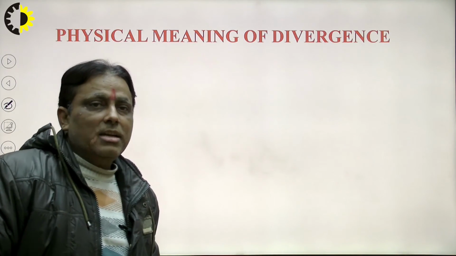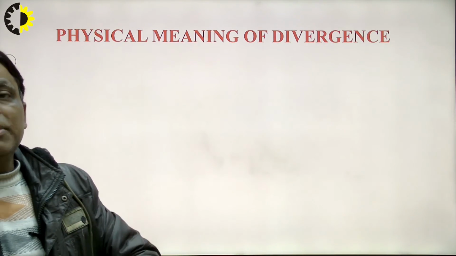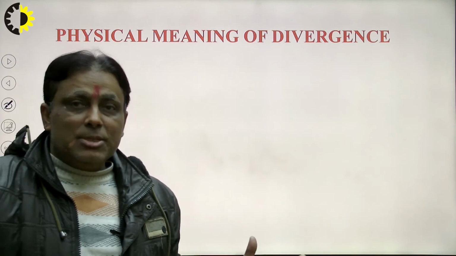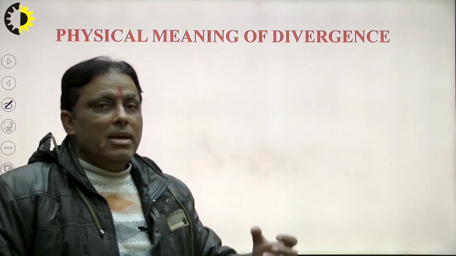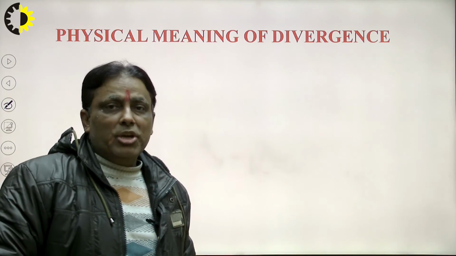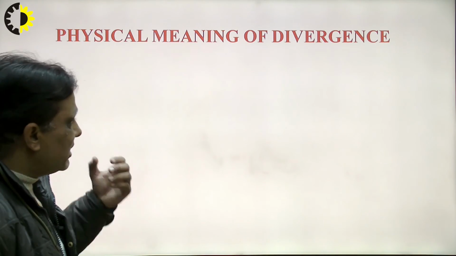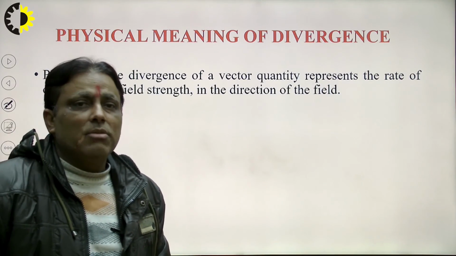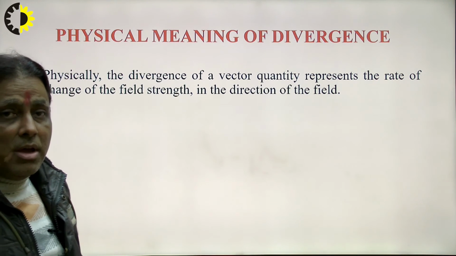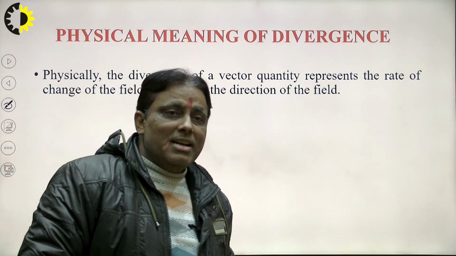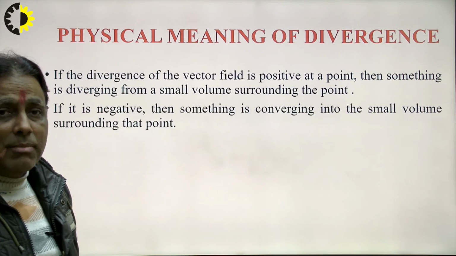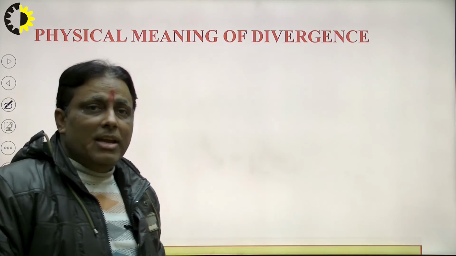Now the question is, what is the physical meaning of the divergence? I explained just now: spreading may be fluid, spreading may be network, spreading may be a satellite communication system, spreading may be a tower system, right? So in this way we can find out the physical examples of the divergence. Rate of change of the field strength is the directional derivative, and the physical meaning of the divergence I explain here very briefly.